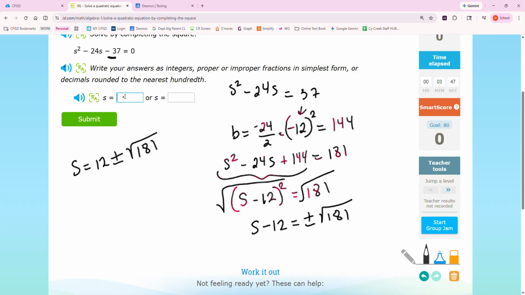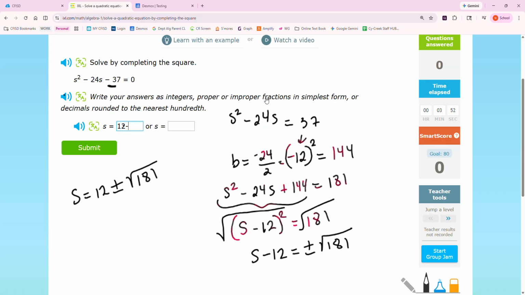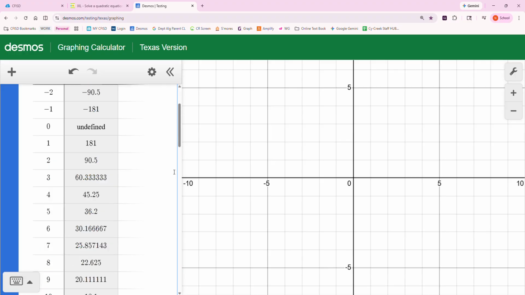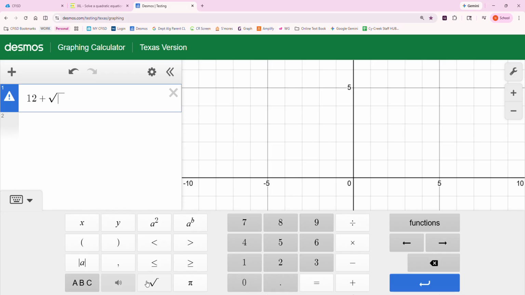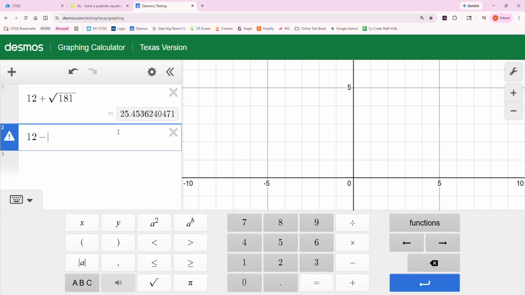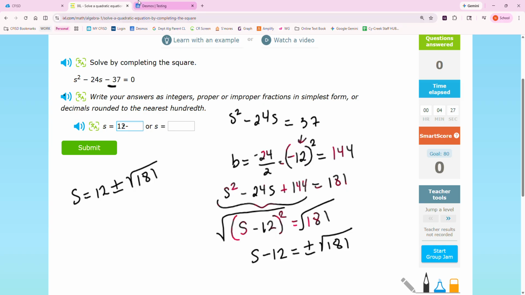So s is equal to 12 minus, let's see. They want to round to the nearest hundredths. So what we're going to do in this case is put 12 plus the square root of 181. Then I also want to put 12 minus the square root of 181 because it's plus or minus. And they said to round to the nearest hundredths.